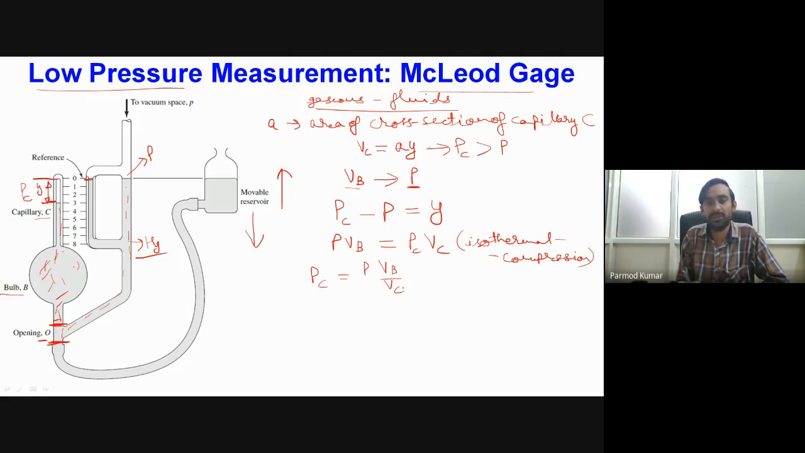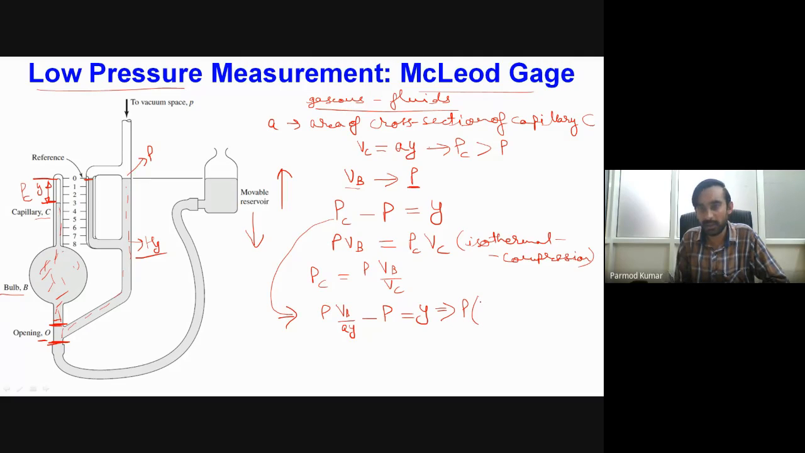Using this formulation, I can find the value of pressure Pc as P times VB by VC. Now if I replace the value of Pc in this particular equation, I can write P times VB divided by VC, minus P, is equal to Y. So this finally becomes P times VB minus AY divided by AY, and this will be equal to Y.